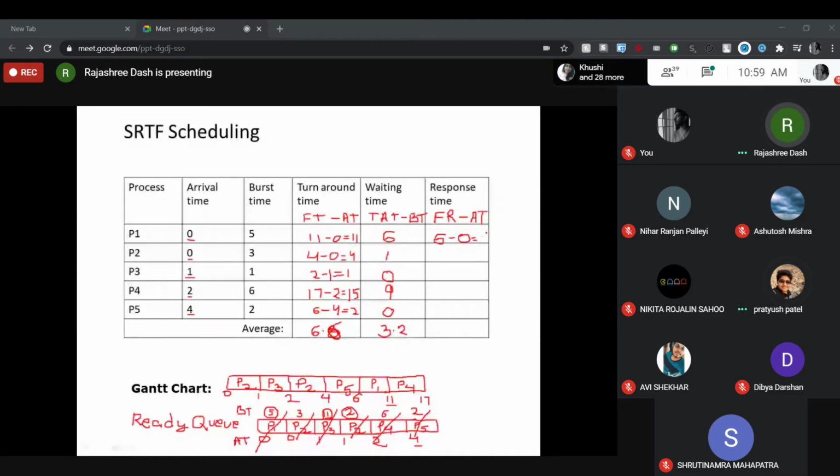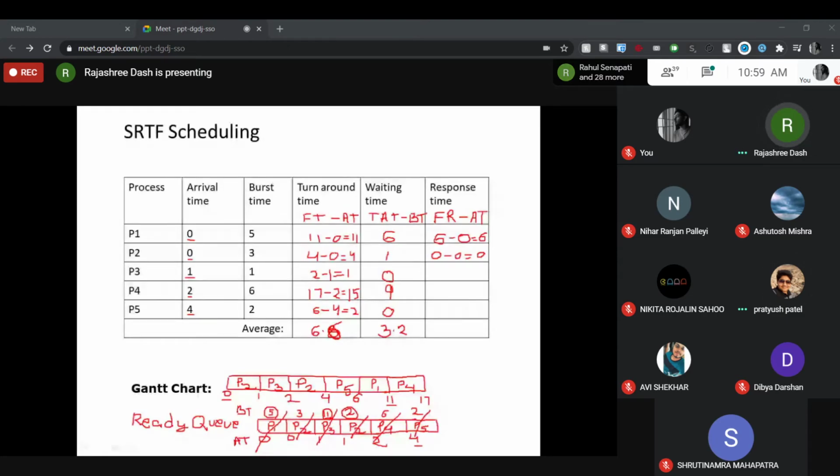For P2, what is the first response for P2? The first time when P2 is allocated to the CPU. No, first response. 0. Okay, so just check carefully. Here it is 0 minus 0. So here the response time is not the same as your waiting time. Just take care: 0 is the first response when P2 is allocated to the CPU.